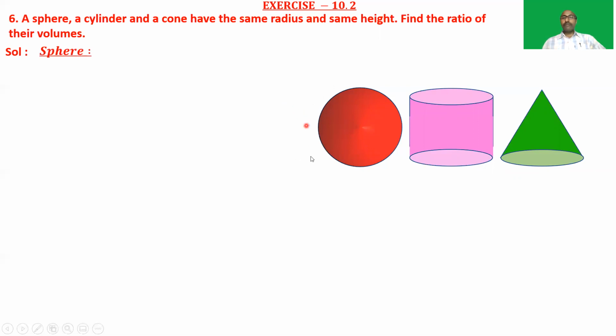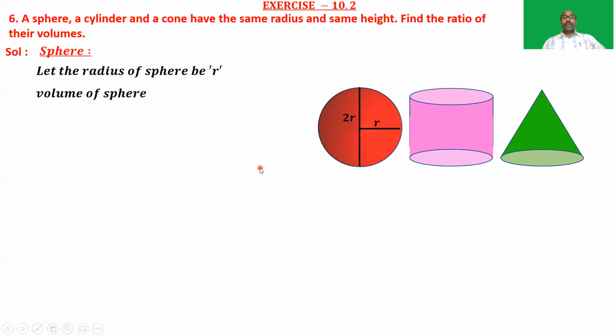Let us find the volumes of each figure. Here no measurements are given, so we can take the radius of all these three figures to be r. Let the radius of the sphere be r, and from this we can write the volume of the sphere is 4 by 3 pi r cube. Here it is the radius of the sphere, and the height of the sphere is its diameter, which is equal to twice the radius, that is 2r. Now the volume of the sphere is 4 by 3 pi r cube.